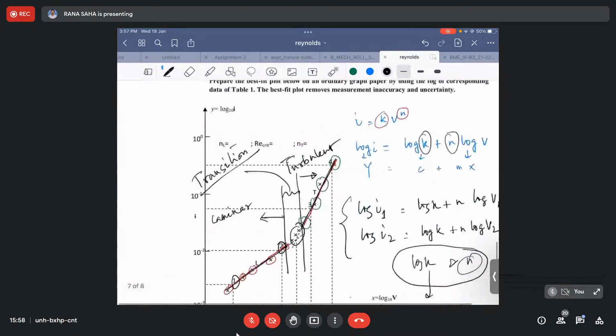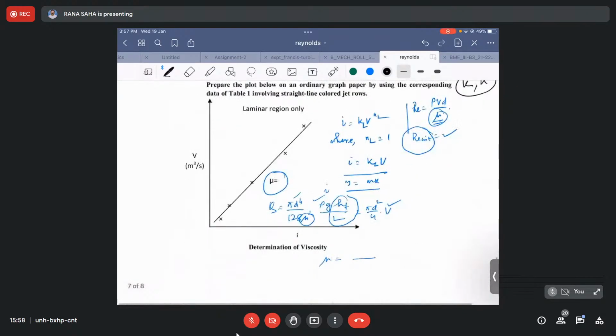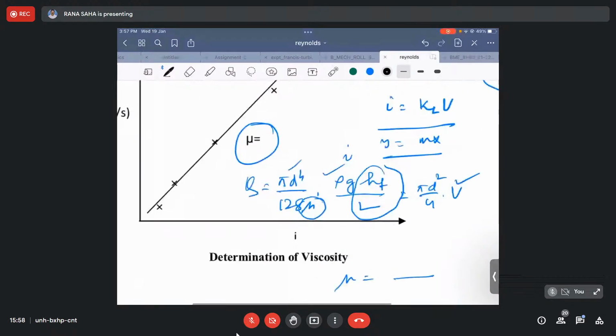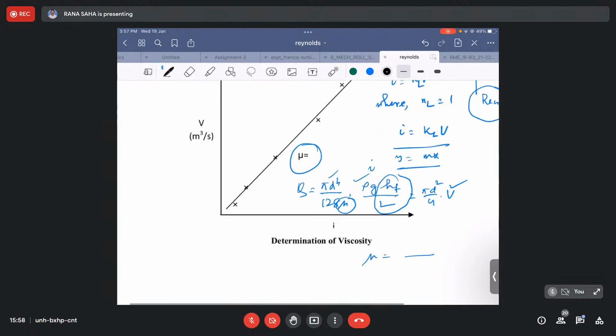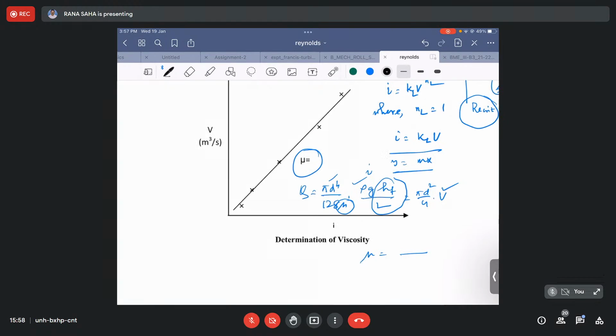So what is our Hagen-Poiseuille equation? I think you can recall that Q equals, as it is written here, pi d to the power 4 over 128 mu, where mu is the viscosity, right? And with rho g hf by L. So this is the complete form of our Hagen-Poiseuille equation, which is for laminar flow only. And that should be written in terms of the average velocity as well, pi d square by 4 into v, right?